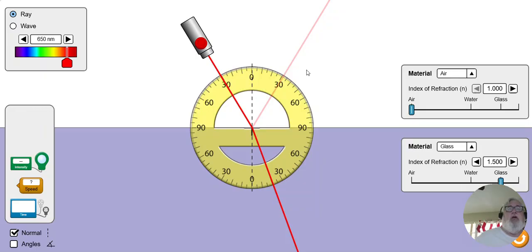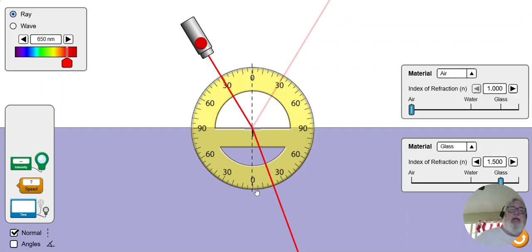My incident angle is 30 degrees, and my reflected angle is exactly the same. Notice we're going into something with a higher index of refraction, 1.50. That's glass. So it's going to come down over here. If you go into a more dense material, your refracted angle is going to be less. What if we were to change this around?